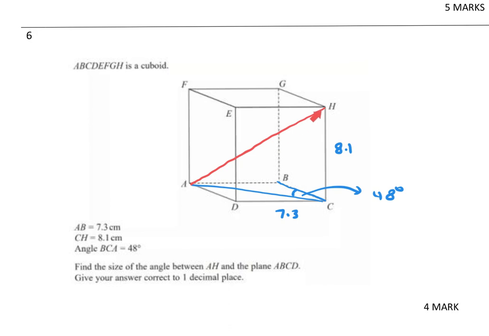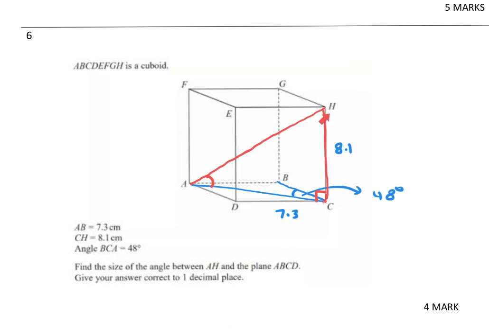To find the angle between a line and the plane, imagine that this line fell down on the plane and find the projection of this line. This is the projection of this line. So we need to find the angle between AC and AH. So we need to find this angle. Of course, we have a right angle triangle HCA. We need to find this angle.